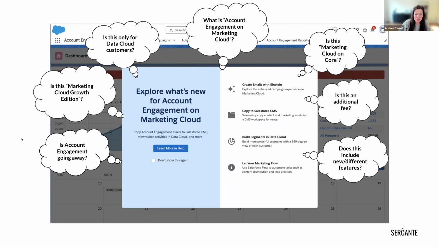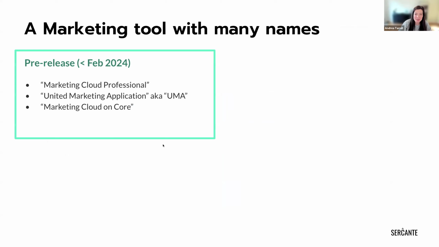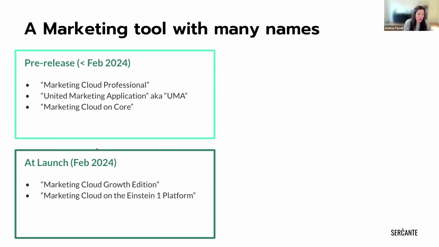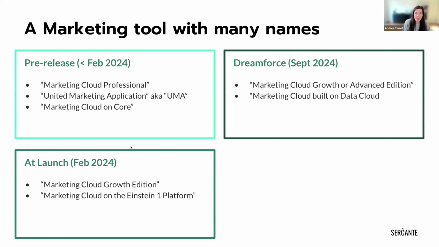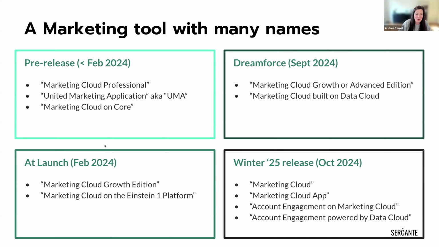And some of the confusion is around the naming of this product. So this single tool has had many names over its journey. Pre-release, Marketing Cloud Professional was a working name for a while. Marketing Cloud on Core is a common one. Internally at Salesforce, they often refer to it as the Unified Marketing Application, or UMA for short. When it launched, Marketing Cloud Growth Edition, Marketing Cloud on the Einstein 1 platform. At Dreamforce, we had a couple of new names referred to. And then in the winter release, we're seeing a whole lot of new terminology popping up for this.